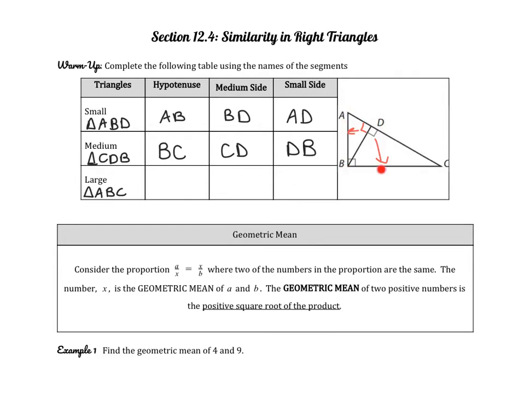And last, for our large triangle, triangle ABC. B is our 90 degree, so if I look across, this entire segment, AC, is our hypotenuse. The medium side would be BC, and our short side is AB. So again, it depends on which right triangle we're working with to decide what is our hypotenuse, medium side, and small side.